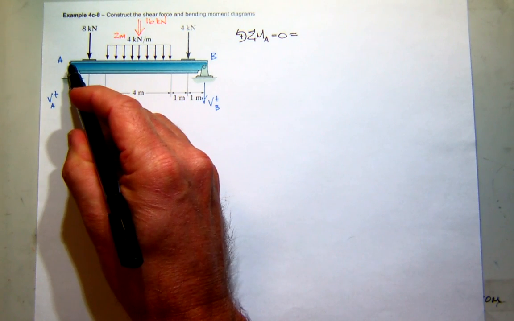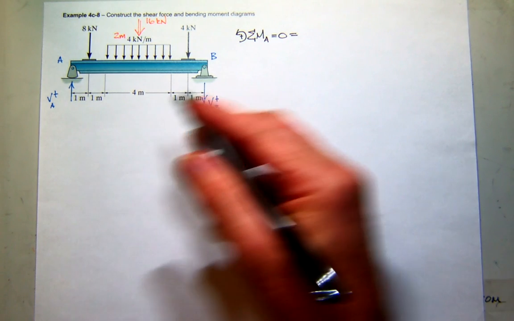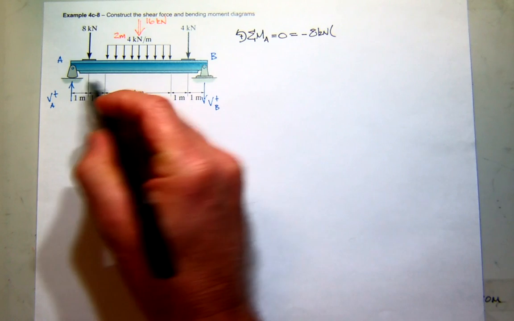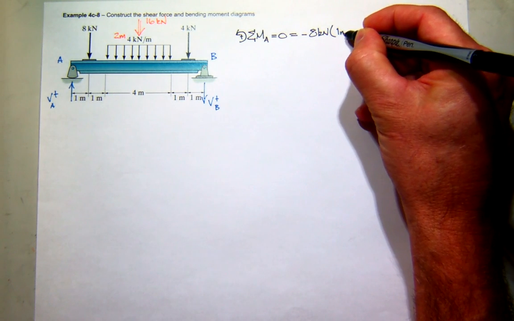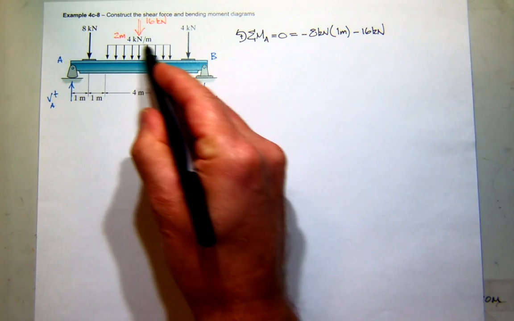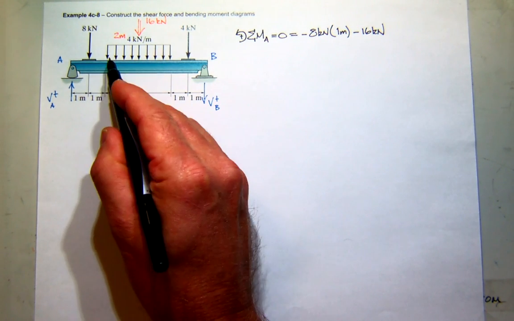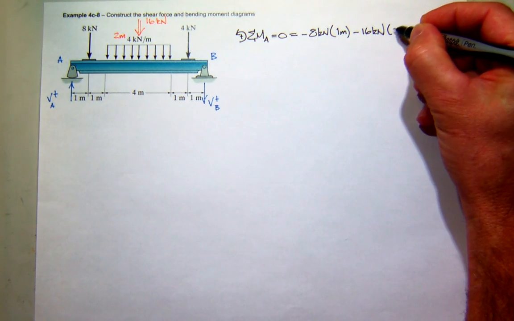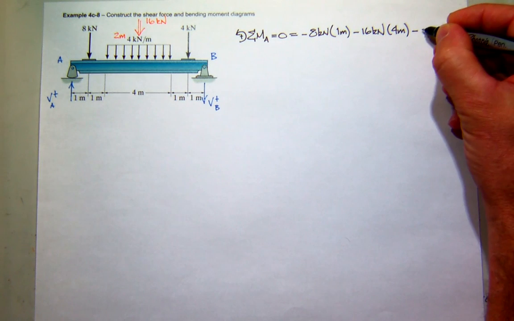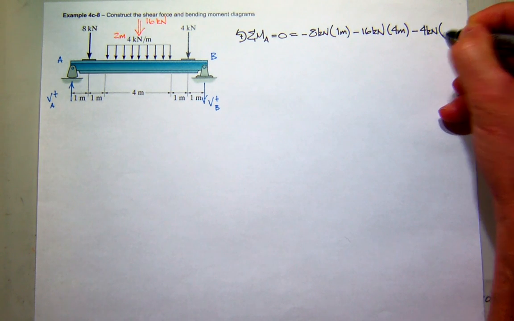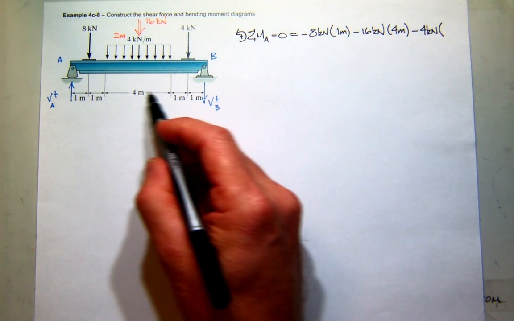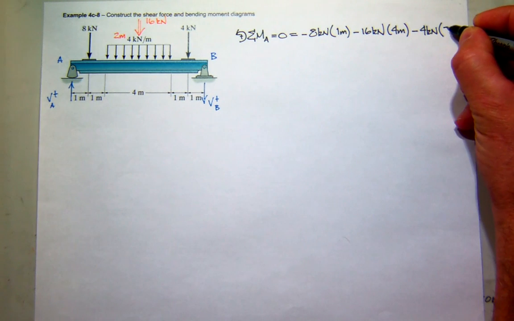So now when I'm looking at those forces and how they create moment about A, they're all negative. So the first one would be 8 kilonewtons times a moment arm of just 1, minus 16 kilonewtons, which is the concentrated equivalent force for the distributed load, and acting through that centroid would be 2 plus 2 more, or 4 meters. And then the 4 kilonewton force, and that has a moment arm of 2 plus 4 is 6 plus 1 is 7.